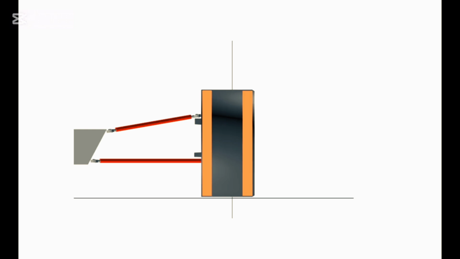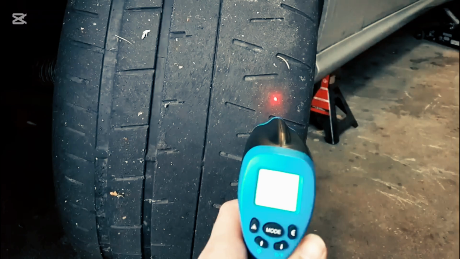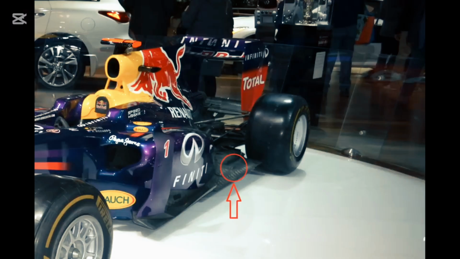Now the way people usually measure these temperatures is either by using an infrared temperature sensor or a pyrometer specifically meant for measuring tire temperatures. Some racing teams actually go as far as putting infrared temperature sensors on their cars that measure tire temperature as they're driving along and going through corners.